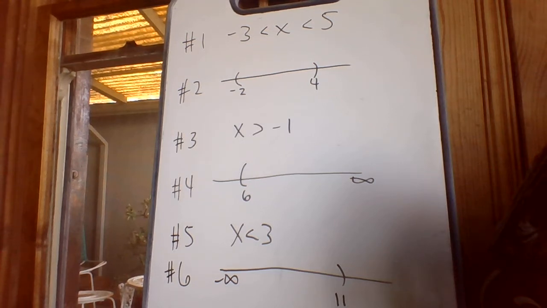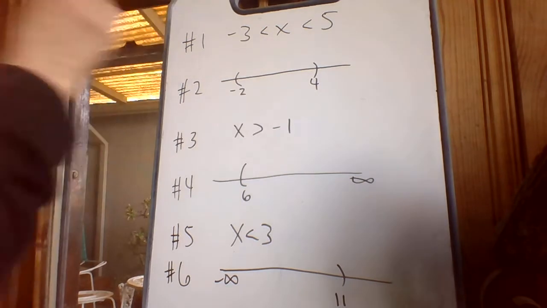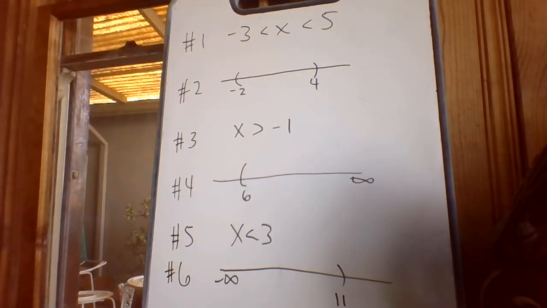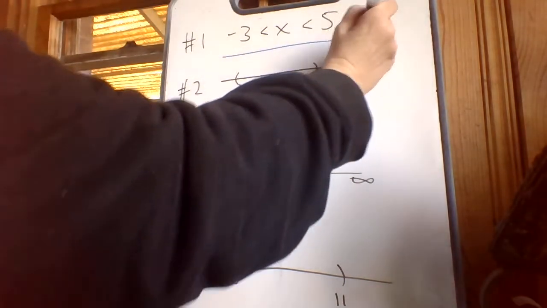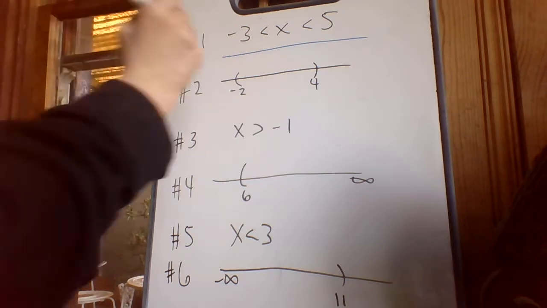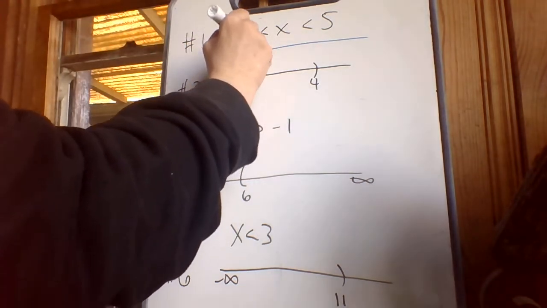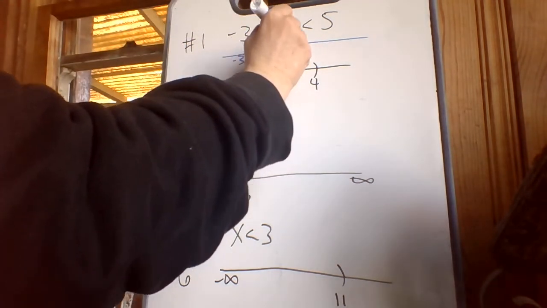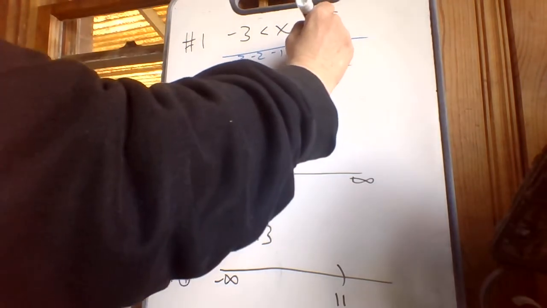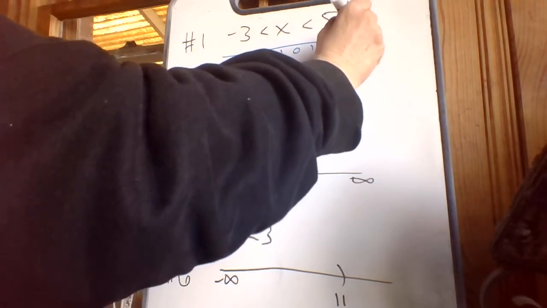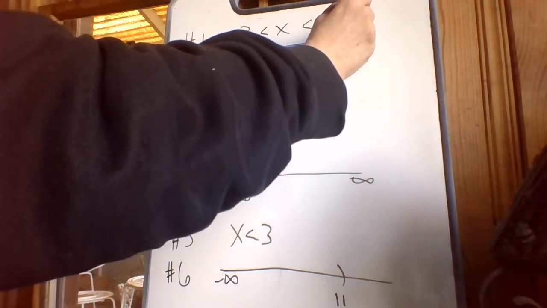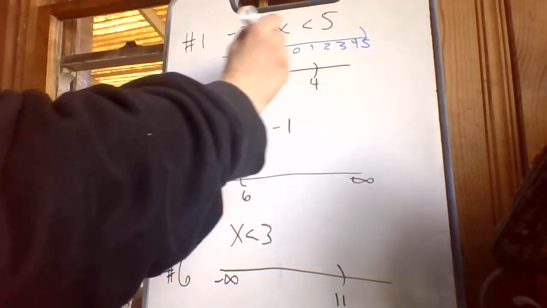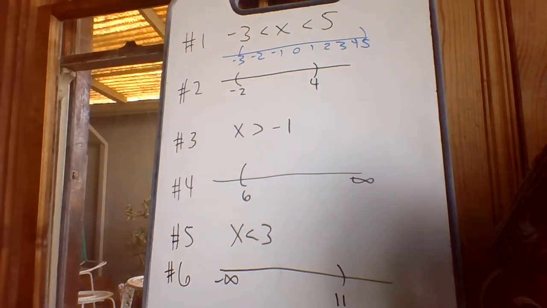Okay, worksheet 13. Now, question number 1, it says, here's an inequality. Put that on the number line. All right, so here's a number line. And here's -3, -2, -1, 0, 1, 2, 3, 4, 5. There's a number line. And it says the stuff in between this 5 over here and that -3 over there.